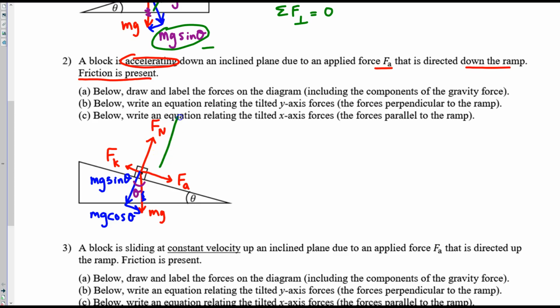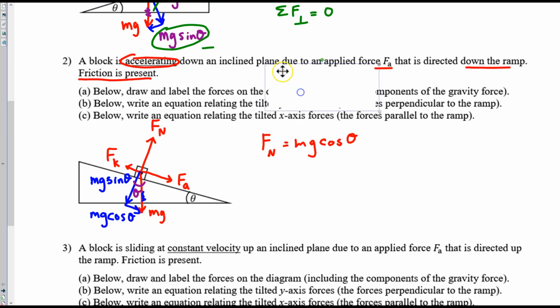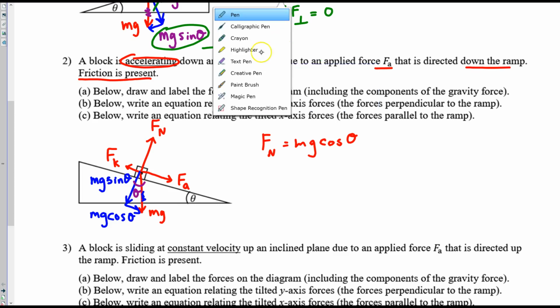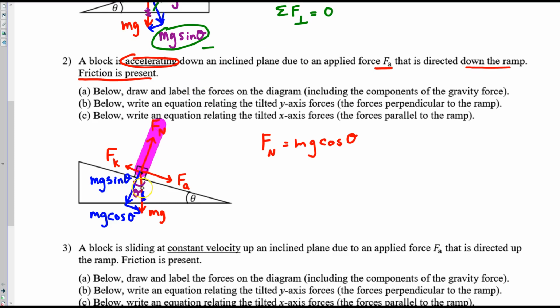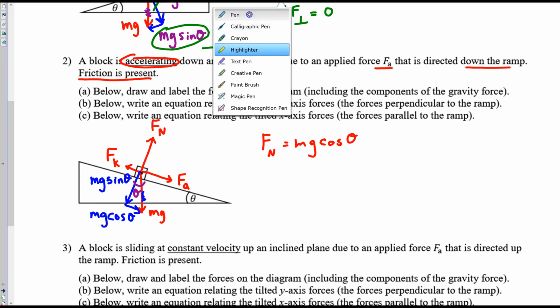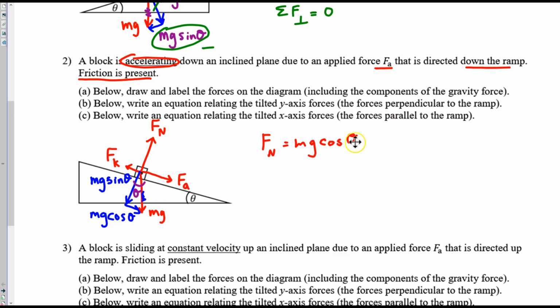The block isn't accelerating off the ramp. It's not accelerating into the ramp. So those forces must perfectly balance. We know that Fn equals mg cos theta. In other words, as we said before, that force perfectly balances the tilted down force. Okay. On the x-axis, with these 2 forces canceled, we still have Fk on the x-axis, Fa, and mg cos theta, the guy pointing to the right.